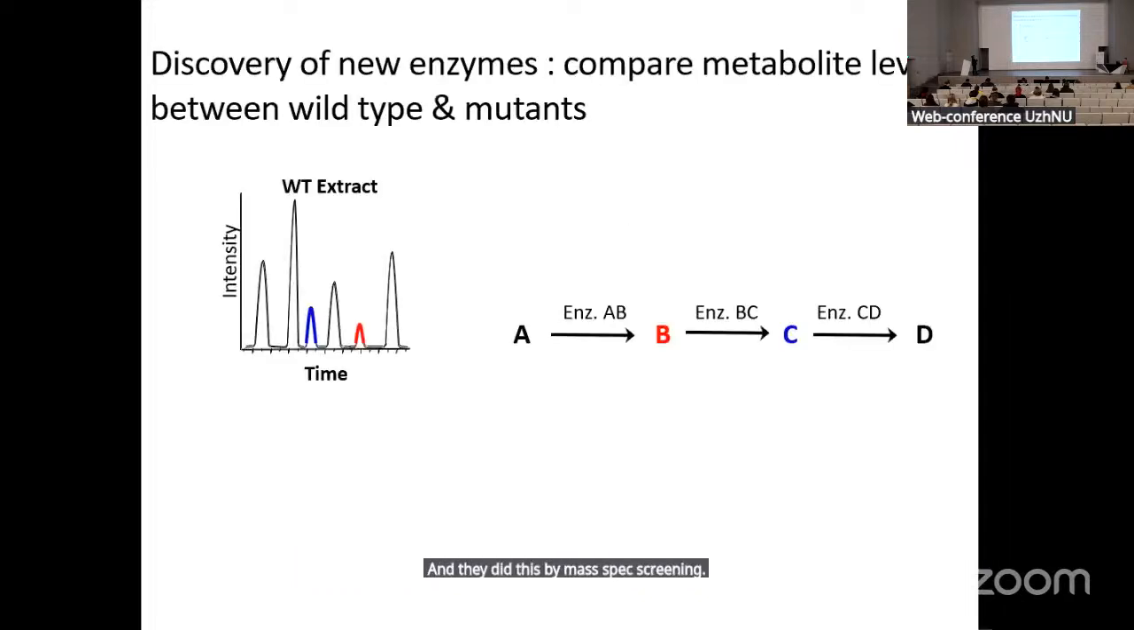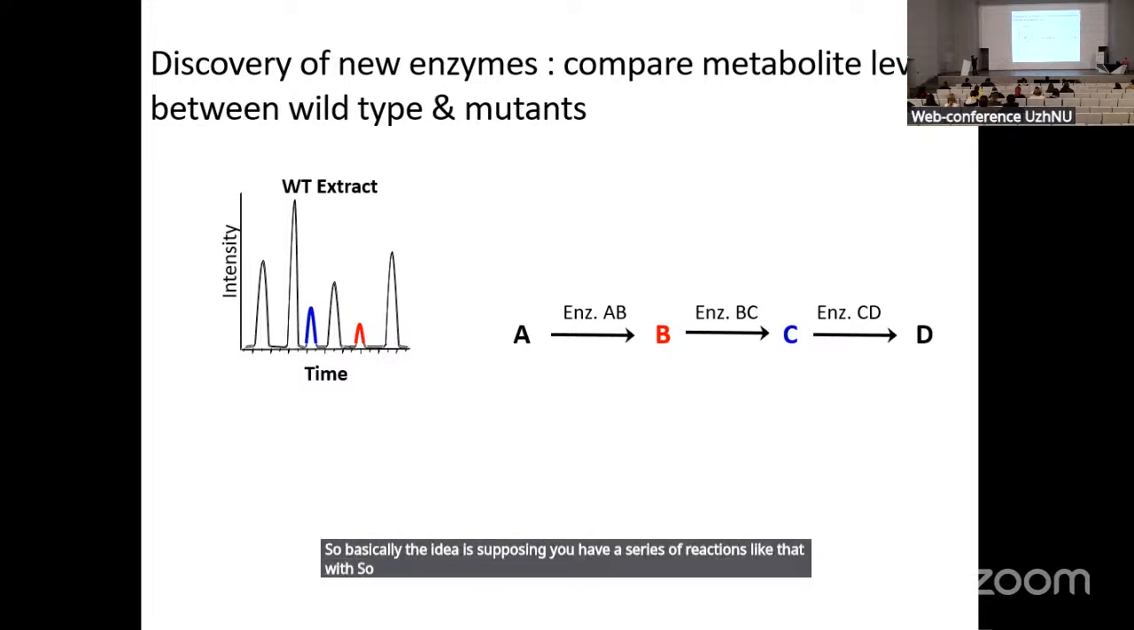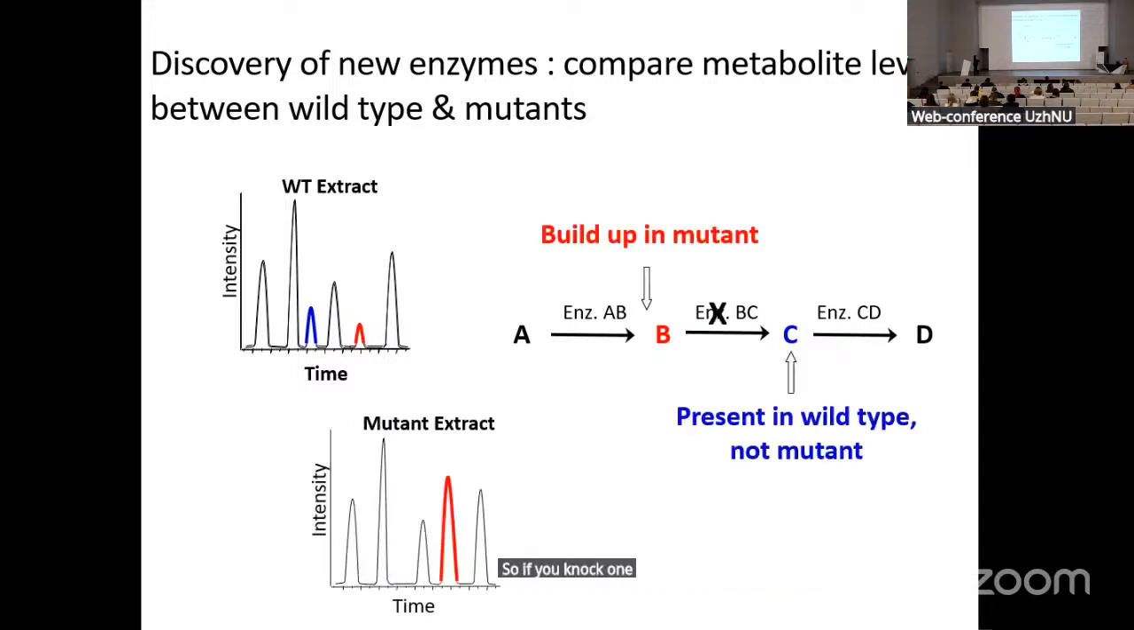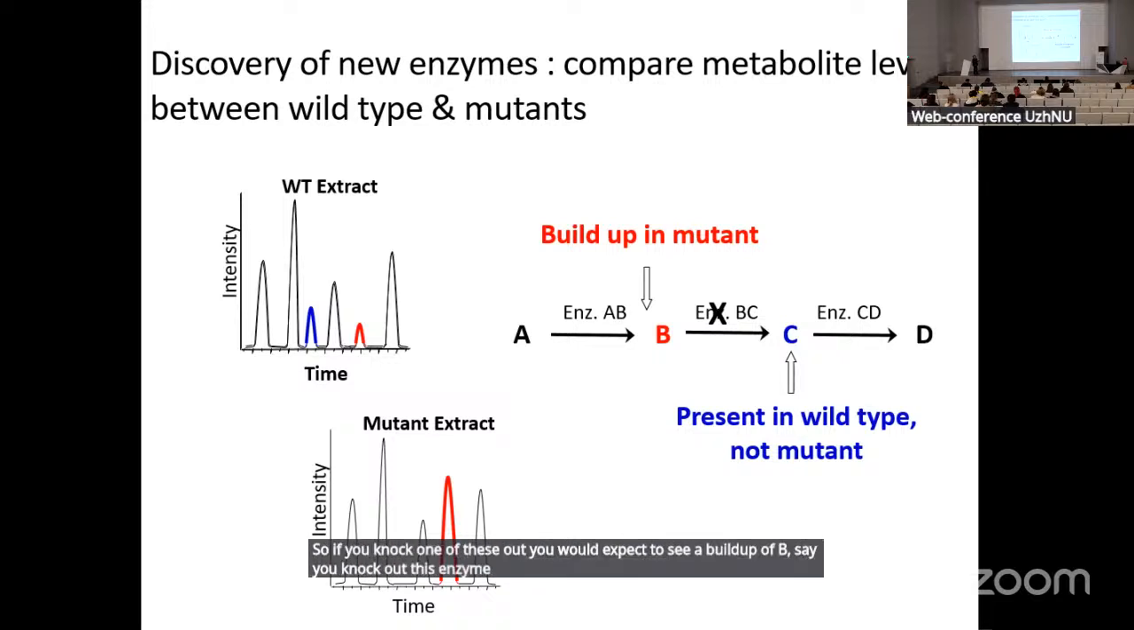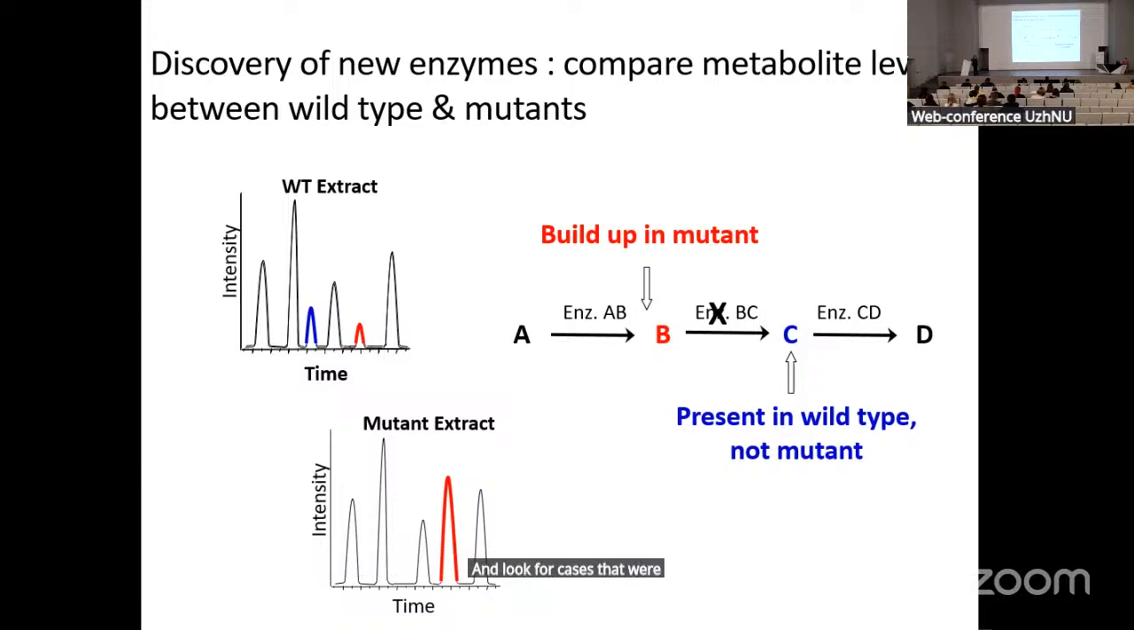So basically the idea is, supposing you have a series of reactions like that, so you've got enzymes AB, enzyme BC, enzyme CD, and so forth. And these are the metabolites, the intermediate steps in this reaction. So if you knock one of these out, you would expect to see a buildup of B, say you knock out this enzyme, and absence of C. So you could then screen for changes in metabolites using mass spec and look for cases that were promising for characterization of the enzyme as a whole.